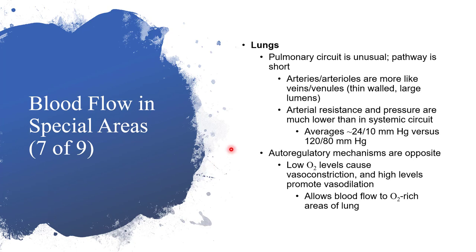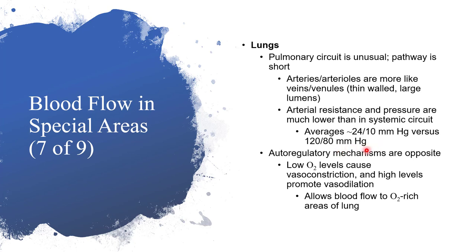So the arteries and arterioles are more like the veins. They're also thin-walled and they have a large lumen. The arterial resistance and pressure are much lower than in the systemic circuit. The average blood pressure in the pulmonary circuit is about 24 over 10 millimeters of mercury, as opposed to the 120 over 80 millimeters of mercury in the systemic circuit. That's really a big difference, right?